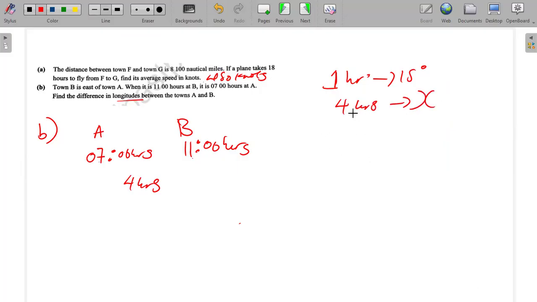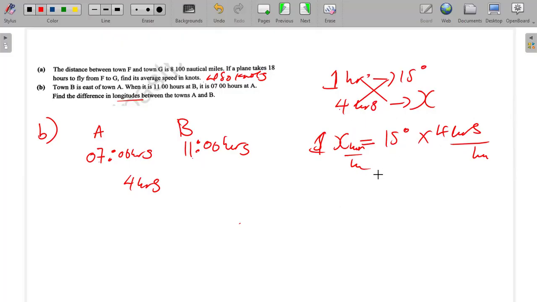So you cross multiply there, you're going to have x is equal to 15 degrees times 4 hours, isn't it? Right? Okay, so this is x times 1 hour, right? The hour and the hour will cancel there. So it means that we are going to remain with degrees. So in short, you cross multiply there.